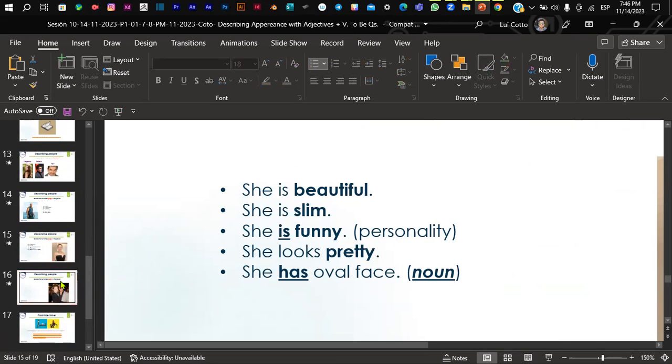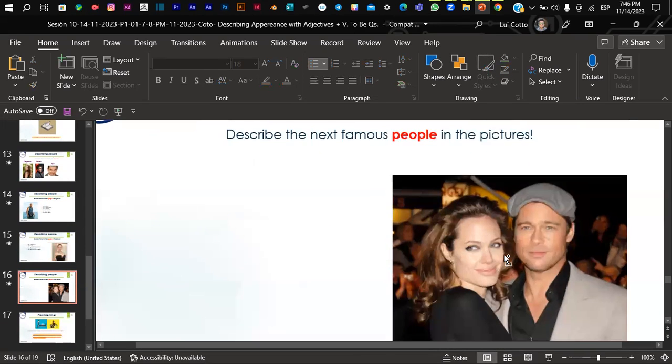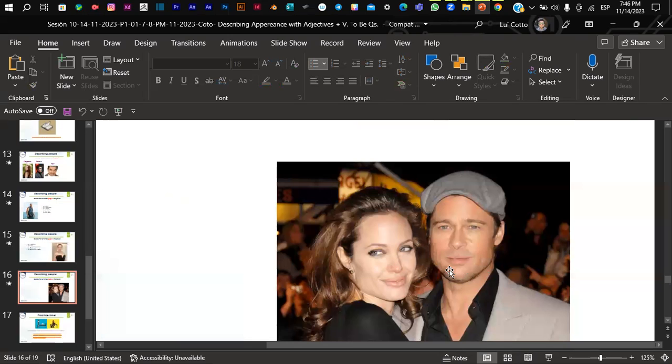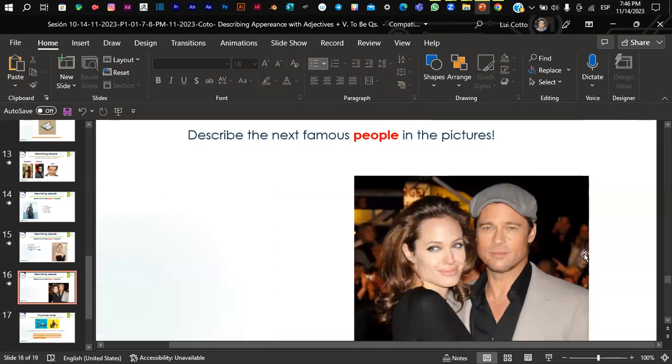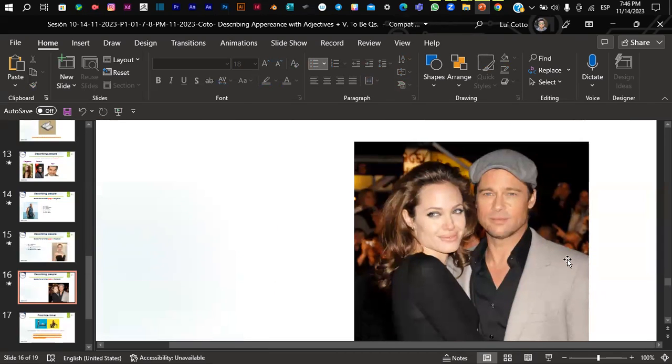Nice. Excellent. Next picture. Okay. The famous couple that were together a long time ago. They were married, I guess. They were. Estuvieron casados, I guess. Who are they? Do you know them? Brad Pitt. Brad Pitt. Angelina Jolie. Angelina, the famous Angelina. Yes, correct.